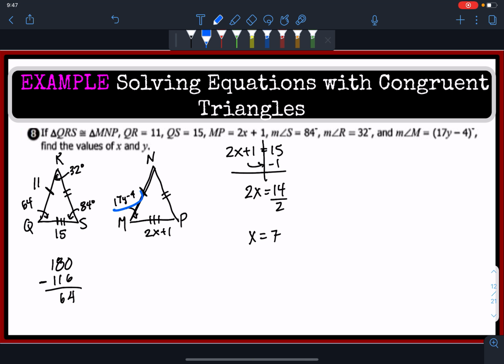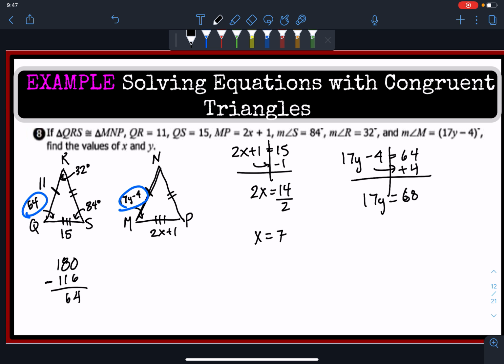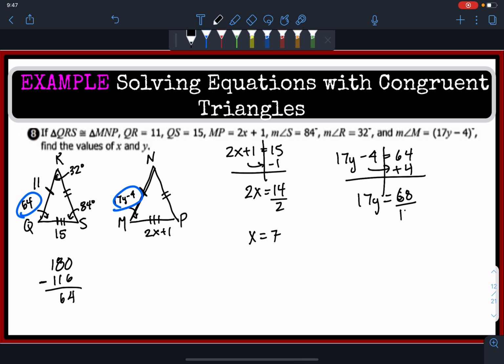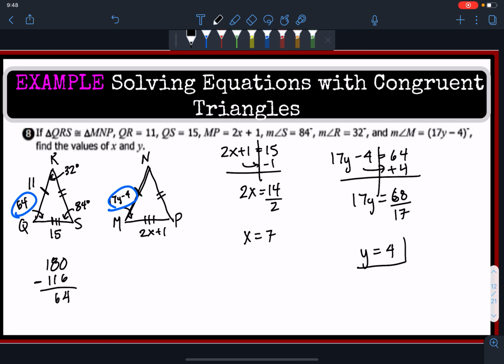So that means that this and this are going to be congruent. So 17y minus 4 is equal to 64. So I'm going to add the 4 to the 64. Since I'm subtracting on the left side of the equation, that's going to equal 68. And since I'm multiplying the y by 17, I'm going to divide by 17. And that's going to equal 4. So there, that's how we figure out the value of x and the value of y.